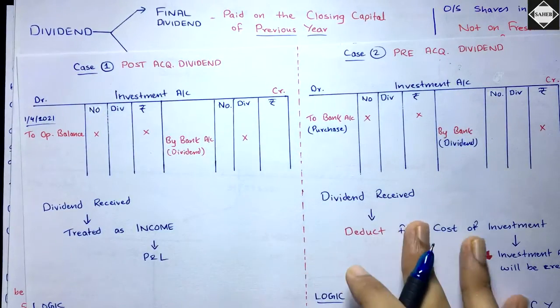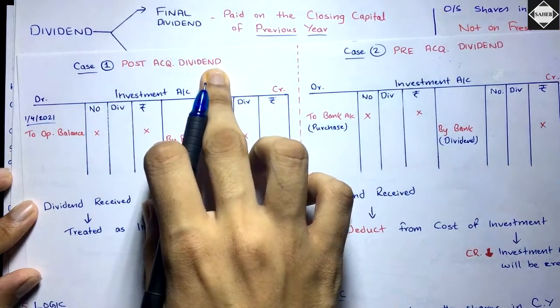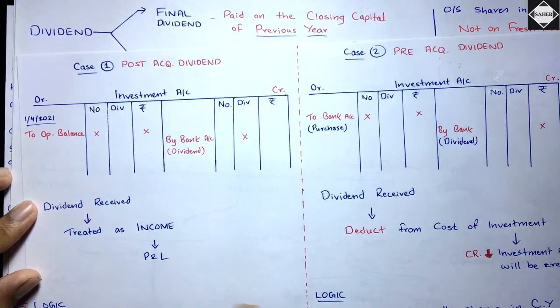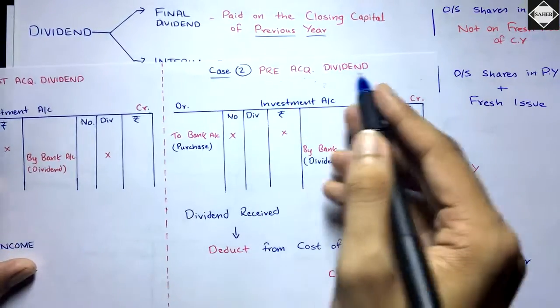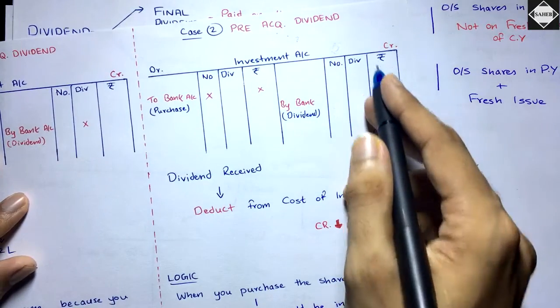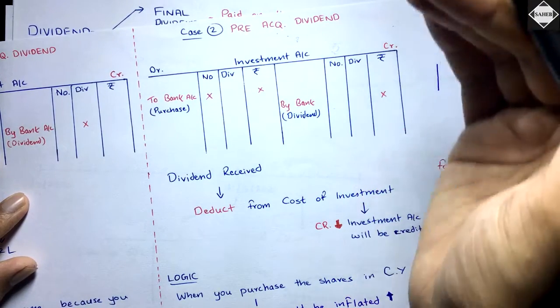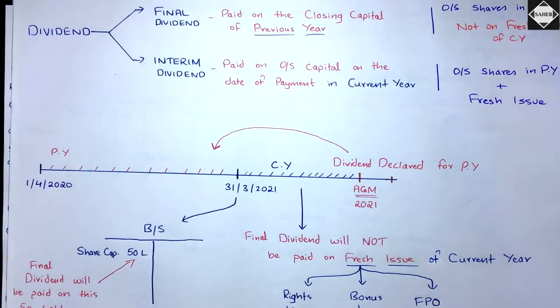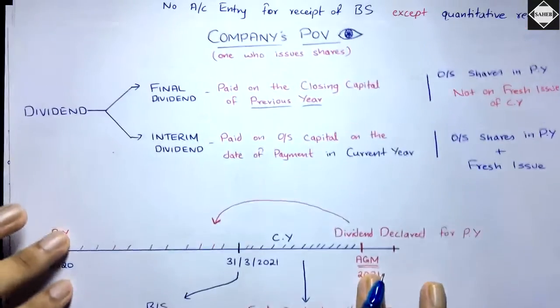In the investment account, for post acquisition dividend, you're going to take it in the dividend column, and that would go to profit and loss. In case of pre acquisition dividend in the investment account, you are going to take it in the investment column on the credit side. You're going to reduce the investment by crediting it. Is that clear? Yes. And then we also discussed final dividend and interim dividend.